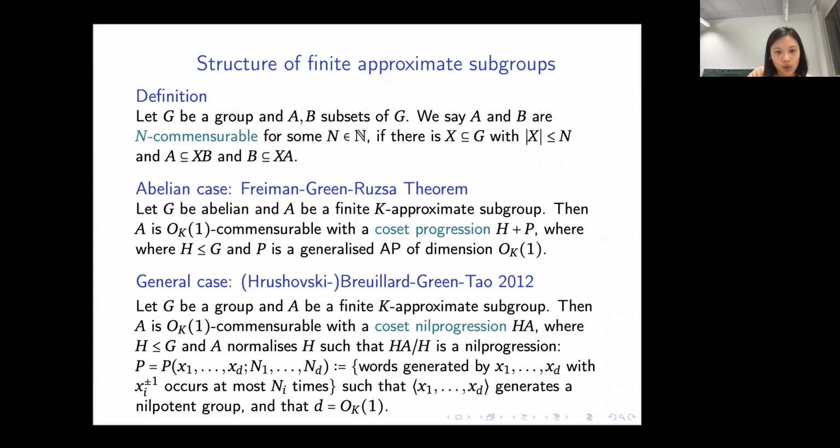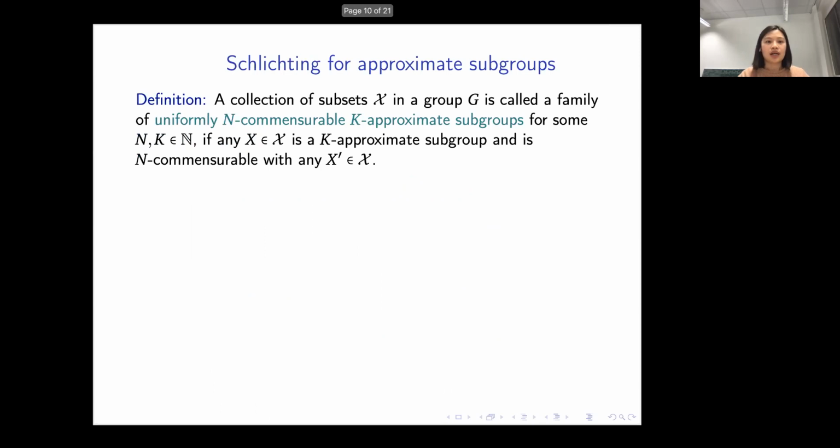So any finite K-approximate subgroup is commutable with a finite subgroup times something. This quotient will be something like a generalized arithmetic progression.